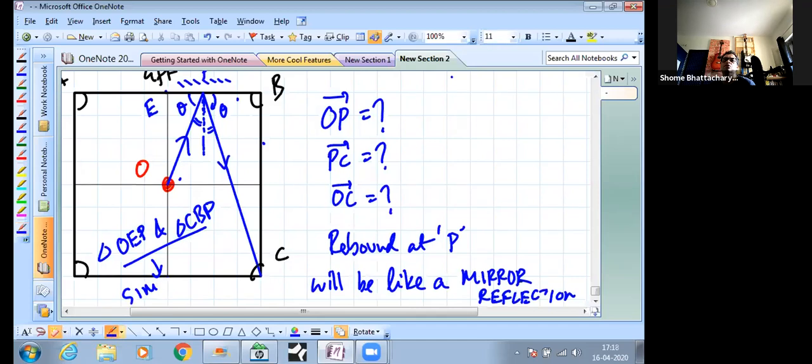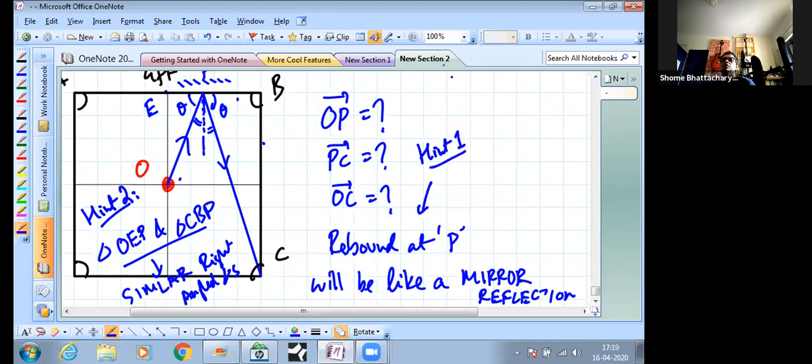So you can use the geometry of similar triangles. That is, the ratio of the sides is the same. So they are similar right angled triangles. This is a hint. This is the second hint for the question, whereas the first hint was the earlier one. So using these two hints, you try to work out this question.